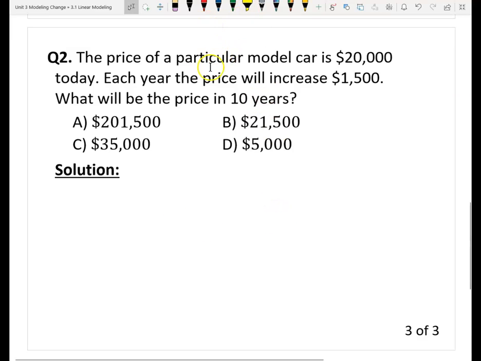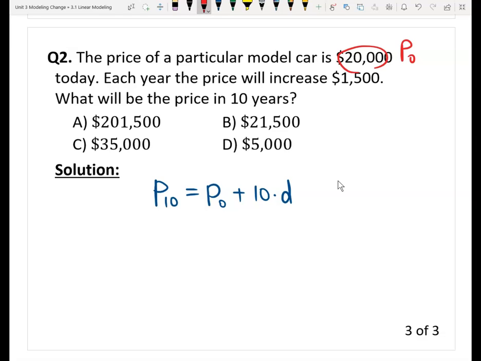Let me use the common model. We can use this Pn equals P0. Now n is 10, right? So we use P10 equals P0 plus n times d. Now n is 10, so 10 times d. We need what P0 is. This is P0, right? What is d? And this is d, the common difference. And then we plug into here.